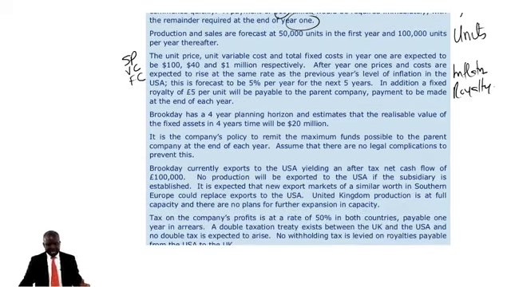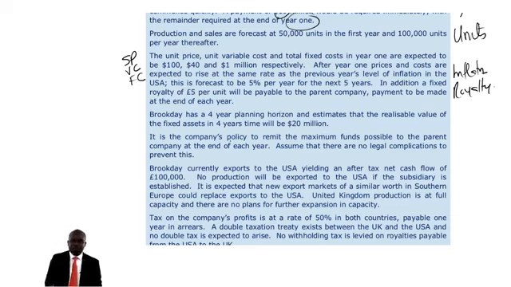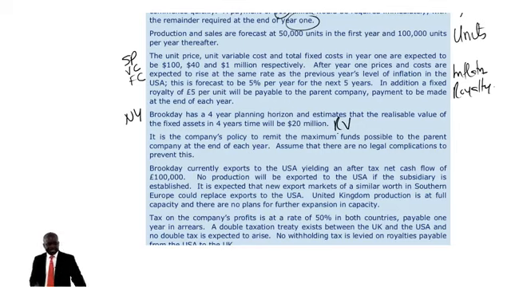Okay, Brockday has a 4-year planning horizon and estimates that the realizable value of the fixed asset in 4 years' time will be 20 million. What do I see? Planning horizon 4 years, so number of years, and then this is the residual value. It is the company policy to remit the maximum funds possible to the parent company at the end of each year. Assume that there are no legal complications to prevent this. What is it telling me? We will remit everything back into the parent company. So no block remittance. Okay? Don't read the question as a storybook.